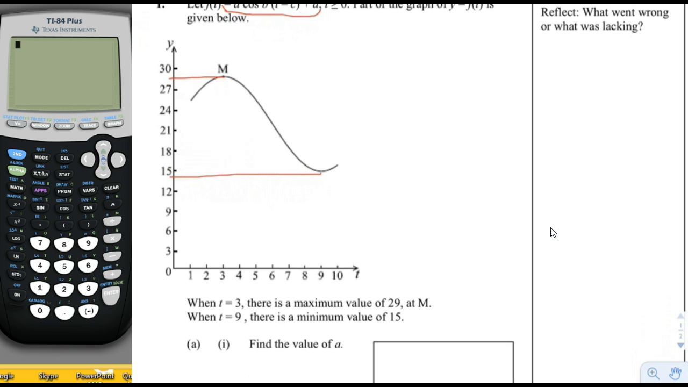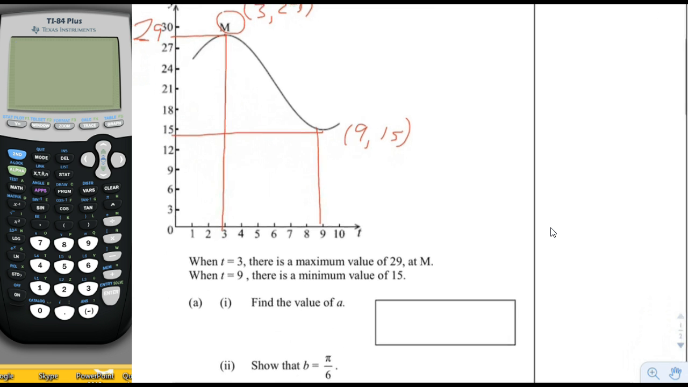When t equals 3, there is a maximum value of 29. So this one is 29 and at M. And so the point M is at the coordinates 3, 29. And then it says at t equals 9, there's a minimum value of 15. So 9, 15. Okay, find the value of a.